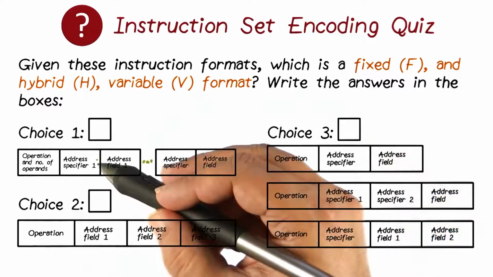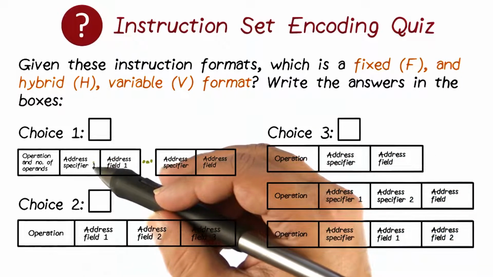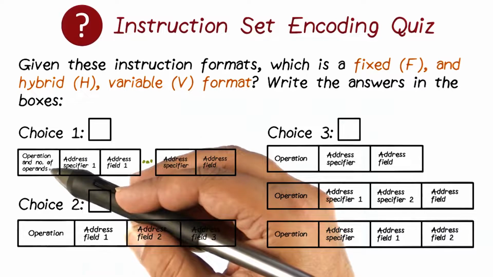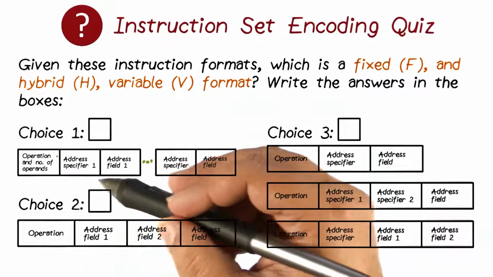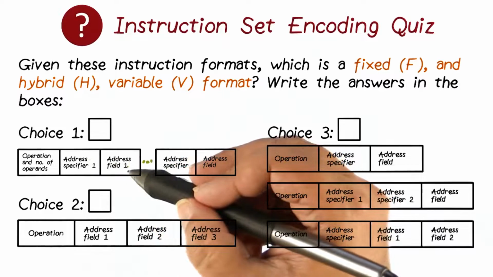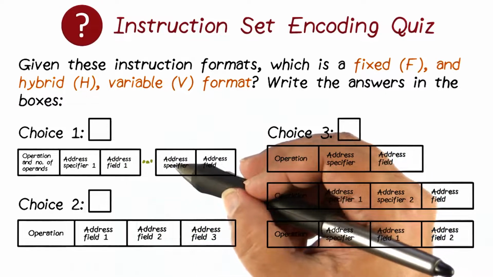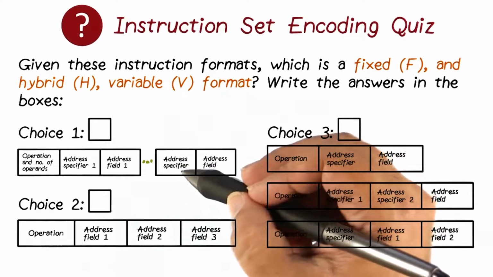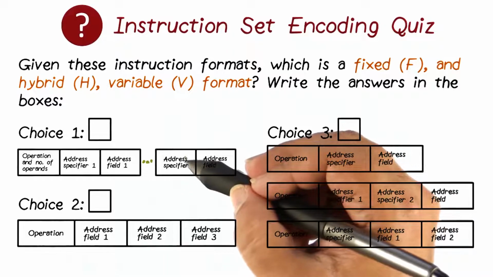Let us look at the first choice. So what do we have here as the first choice? We have an instruction which has the operands, and the operands could have an address specifier and address field 1, and it could have multiple numbers of operands. It could have another operand which has another address specifier and address field.